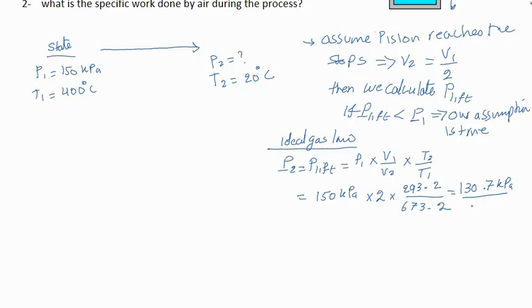This value is less than P1. This implies the piston is resting on the stops in state 2.